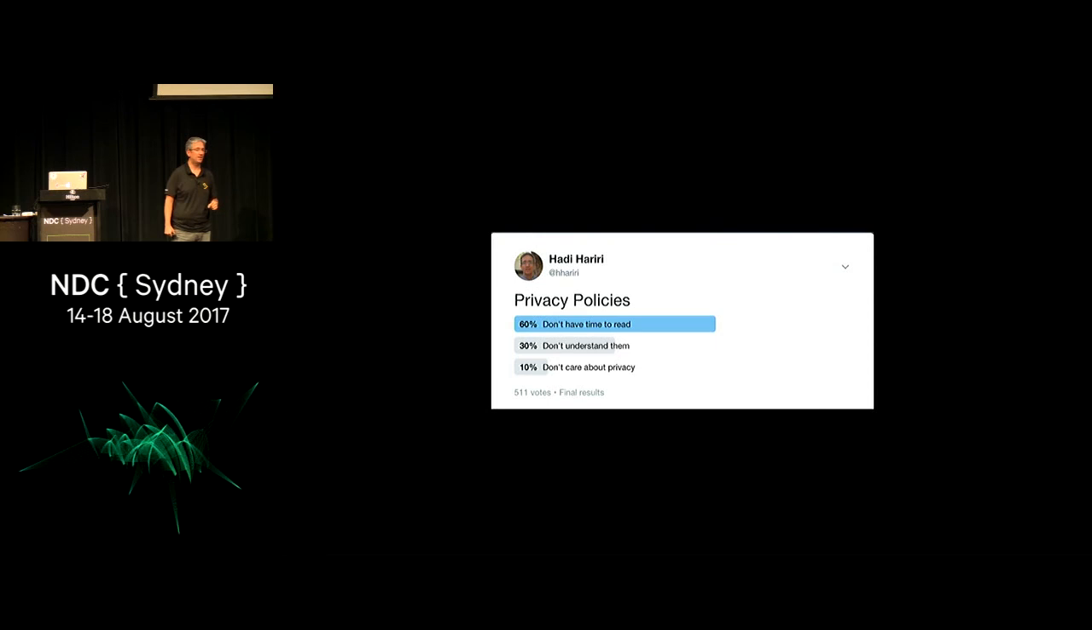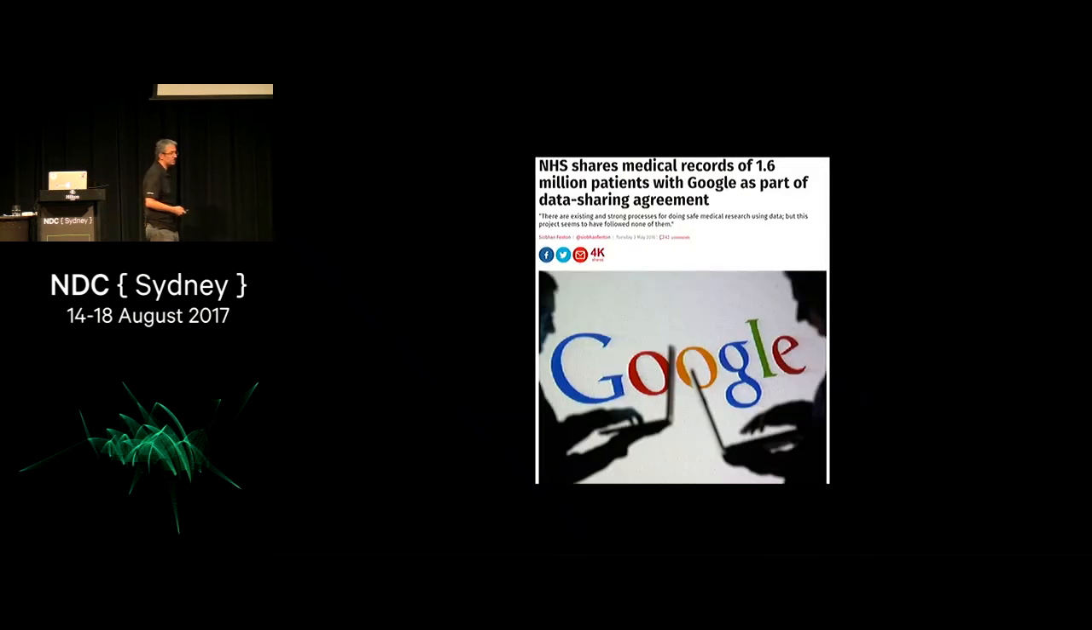Right? Nobody reads privacy policies. Nobody. And with things like GDPR coming into effect, even fewer people will read privacy policies. Hopefully the intention with that is to fix it. And you say, well, they won't use it against us, they won't sell it. NHS shares medical records of 1.6 million patients with Google as part of data sharing agreement. It's anonymous. I don't care. Okay, it's anonymous, great. It really was anonymous, fine. What happens when it's not anonymous?